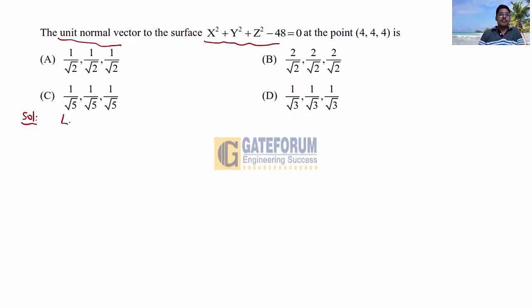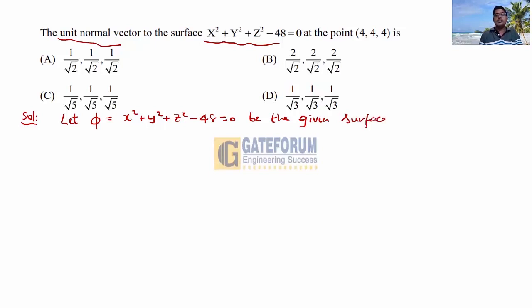For the unit normal vector, the surface equation let us denote by phi. Let phi is equal to x square plus y square plus z square minus 48 equal to 0, the given surface. Here it is a spherical surface, center 0, 0, 0, radius is root 48. So find del phi. Gradient geometrically represents normal to the given surface, the normal vector.